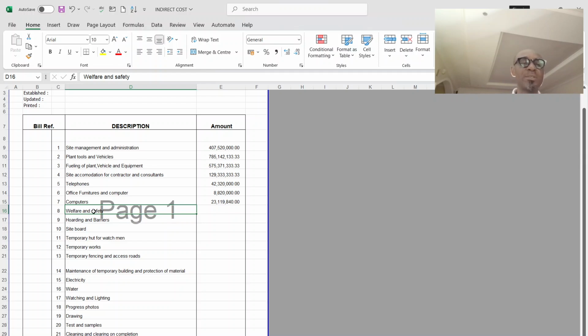Today we're going to be treating welfare and safety, which is the 8th item. Welfare and safety is an important component during construction. Safety ought to be taken seriously on every project because any mistake will cause bodily harm to persons working on the project or even lead to death.